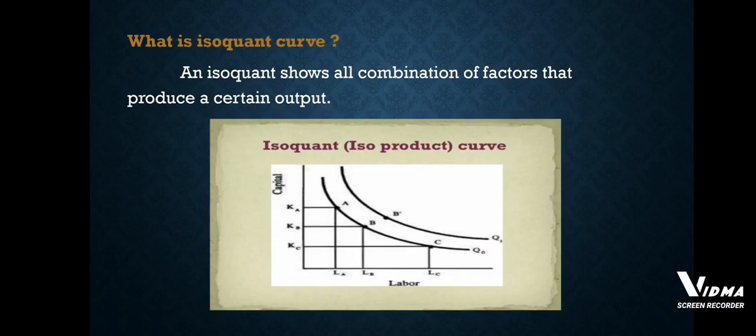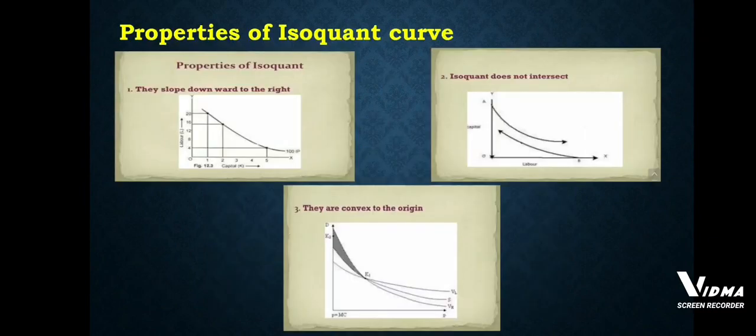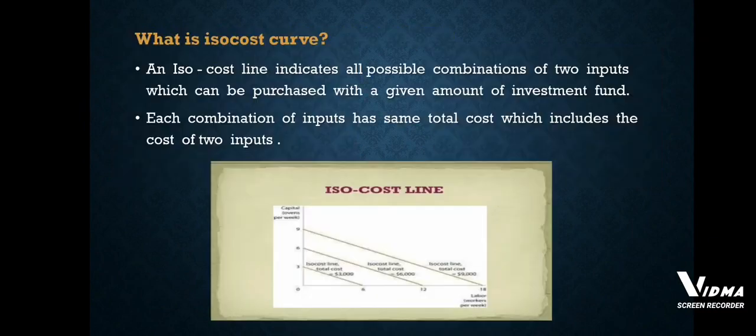Now let us see what is an isoquant curve. An isoquant shows all the combinations of factors that produce a certain output. The following graph shows you the isoquant curve. The properties of isoquant curve: there are three important properties. They slope downward to the right. Isoquants do not intersect. They are convex to the origin.